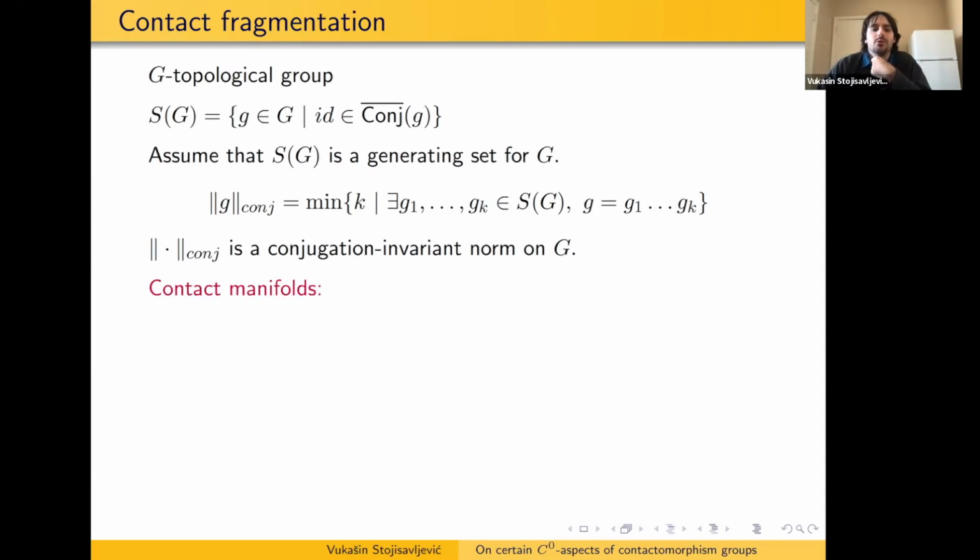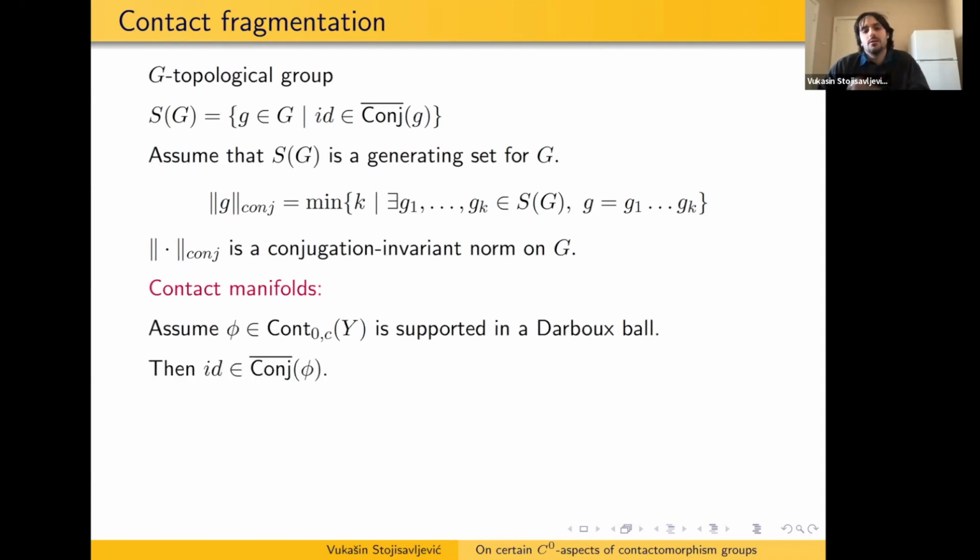But if we go back to contact manifolds, now if something is supported in a Darboux ball, then identity belongs to the closure of the conjugacy class of that, because you just squeeze it. And it works for contact fragmentation, it works for any fragmentation.